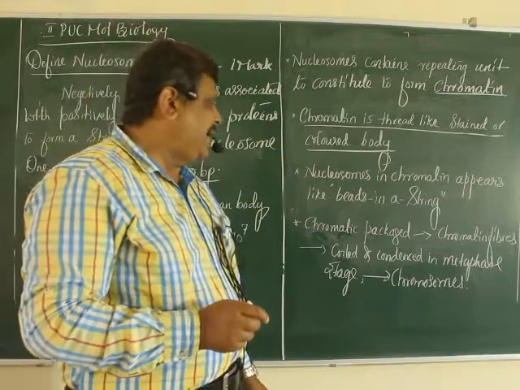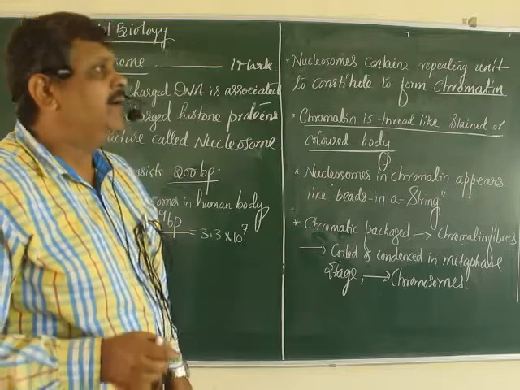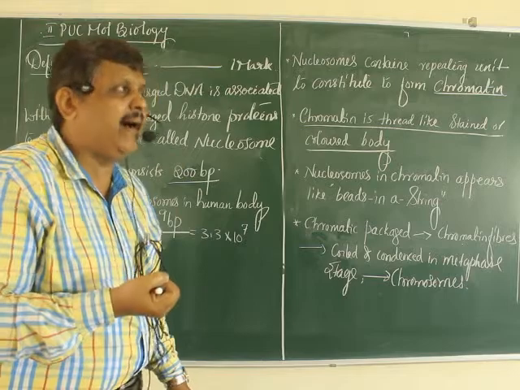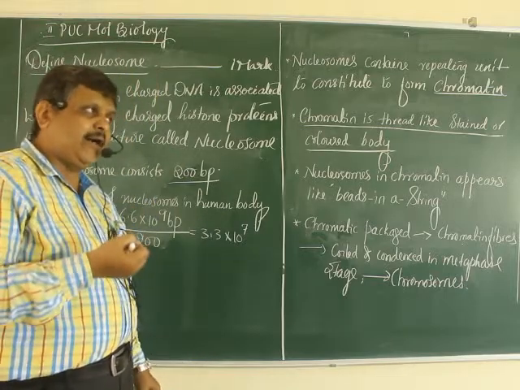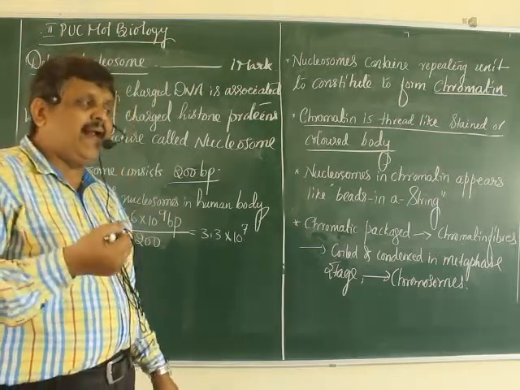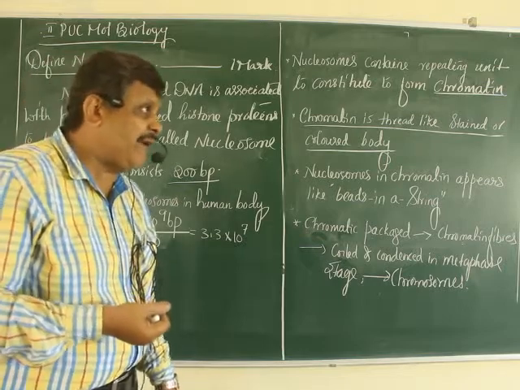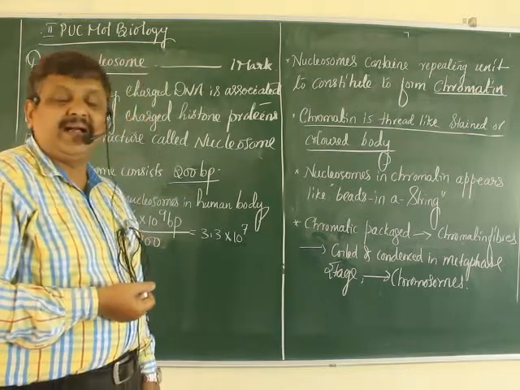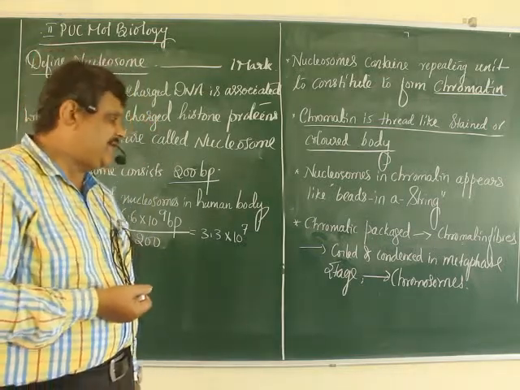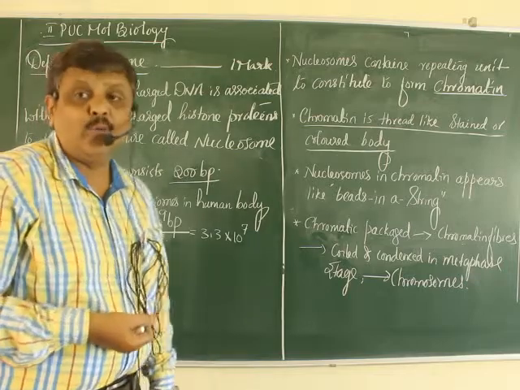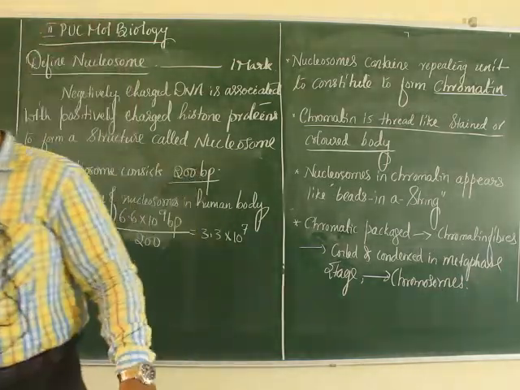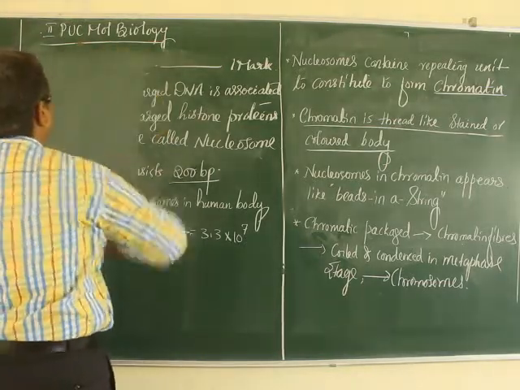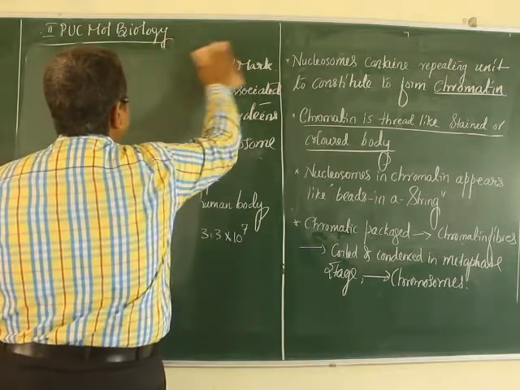So chromatin is packaged in such a way that the chromatin fibers accumulate at one particular area inside the chromosome to form the condensation of the fibers, and those condensed fibers will be clearly seen in the metaphase stage, and it forms the chromosomes. Now let us study what happens next.